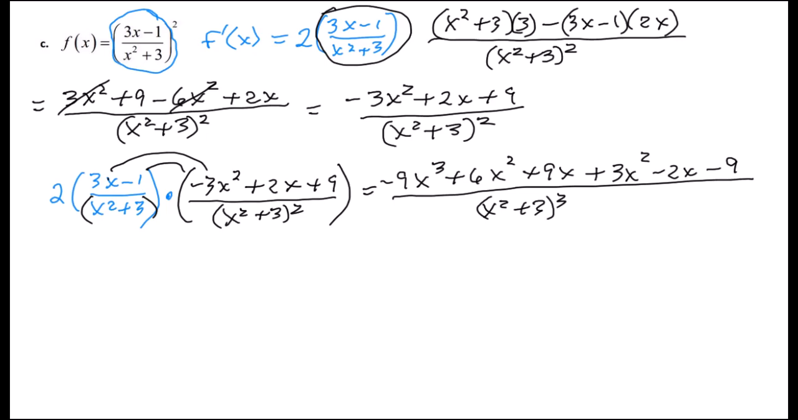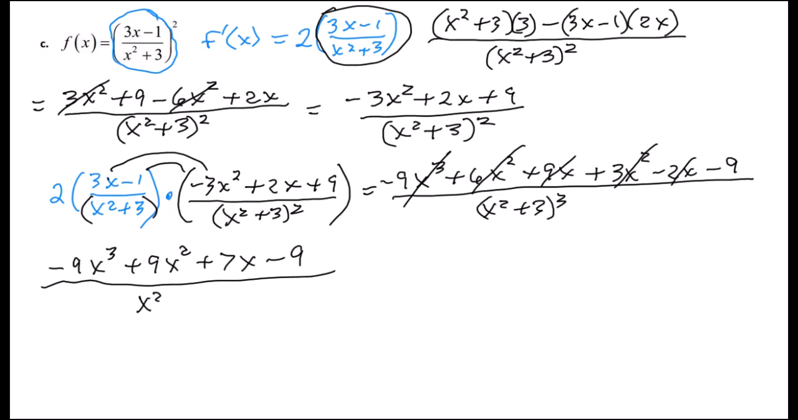So let's combine like terms. I've got only one x cubed, so I've got minus 9x cubed. How many squares? 6x squared, 3x squared. Nine x minus 2x, so that's 7x minus 9. All of that's over x squared plus 3 to the third.